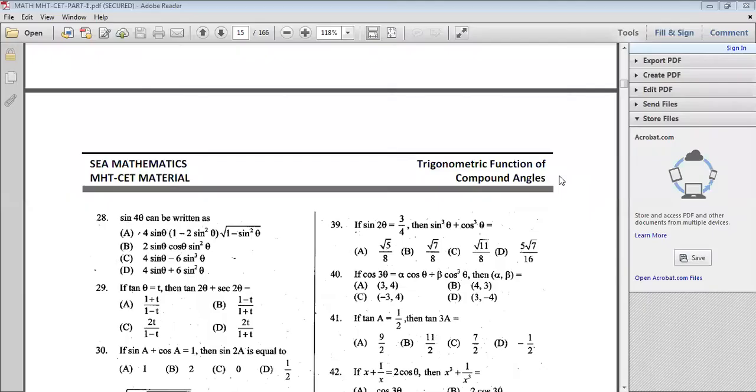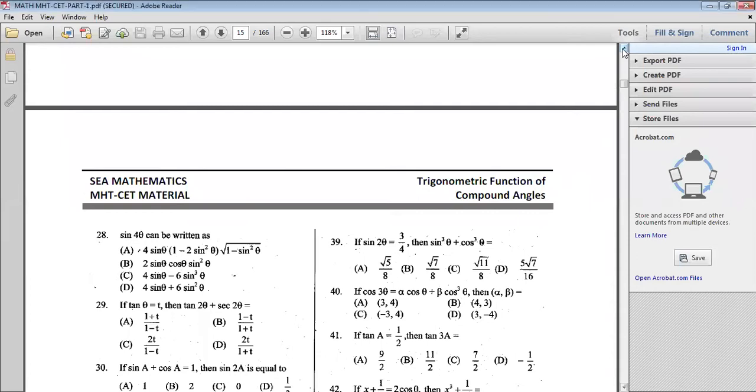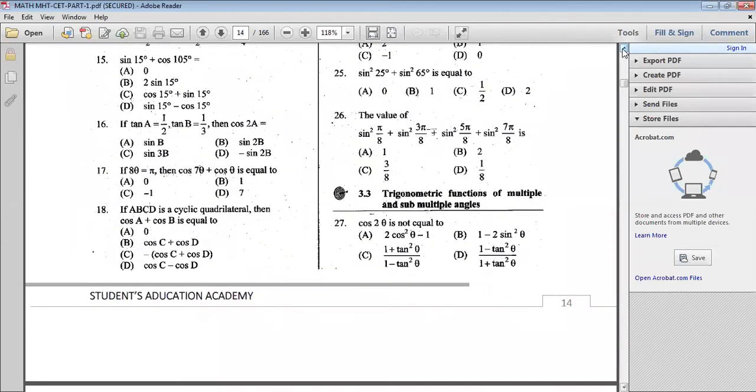In that, open page number 14. इसमें 27th प्रॉब्लम देखो एक बार. Observe that cos 2 theta is not equal to. So what is the answer? Third option. Because the remaining three are formulas for cos 2 theta, but the third option is not the formula for it. So C option is correct.